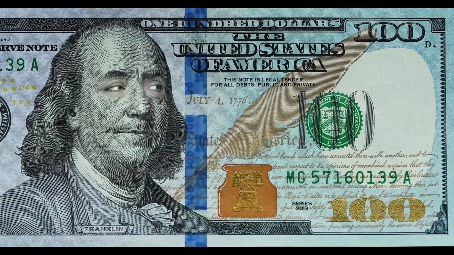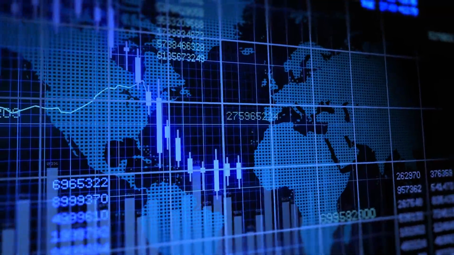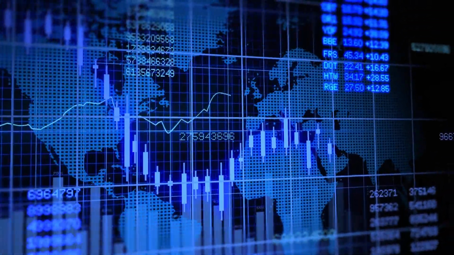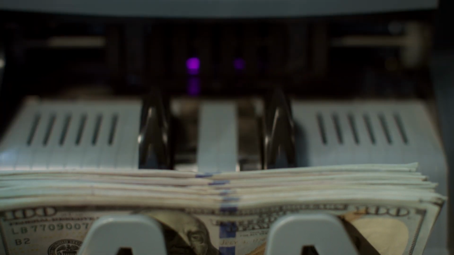Here are the key benefits of dividend investing. Regular income. You get paid regularly, even if the stock price doesn't go up. Less volatility. Dividend stocks tend to be less risky compared to growth stocks. Compound growth. You can reinvest dividends to buy more shares, creating a snowball effect over time.